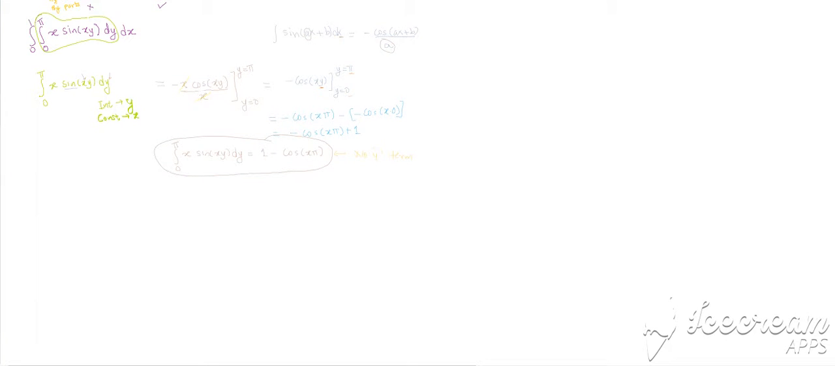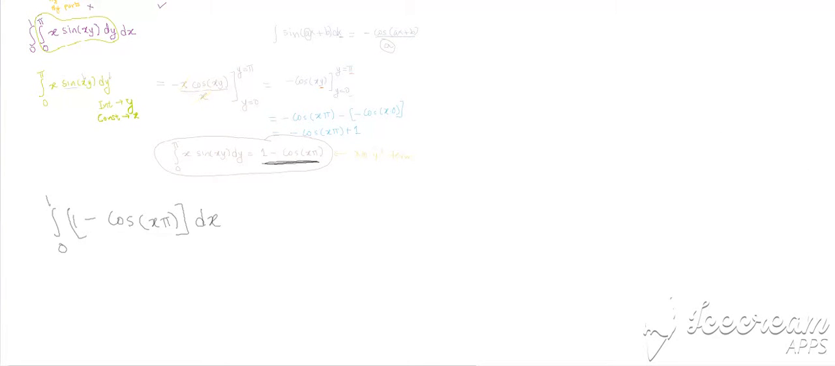Now we will continue the solution of this question. So integral 0 to pi x sine xy dy, we solved it and we got the value as 1 minus cos of x pi. So now we will put it in this integral. Integral 0 to 1. The value of this integral is 1 minus cos x pi, and we have to integrate it with respect to x.